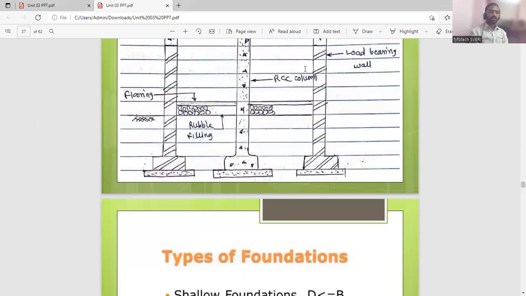And if there are boulders, meaning stones of 50 to 100 mm size. In concrete, what is the size of the aggregate? It is 10 to 20 mm. Suppose there is a larger size aggregate, that is called 40 mm. For 50 to 100 mm, what do we call it? We call it boulders. So some boulders are filled here inside.